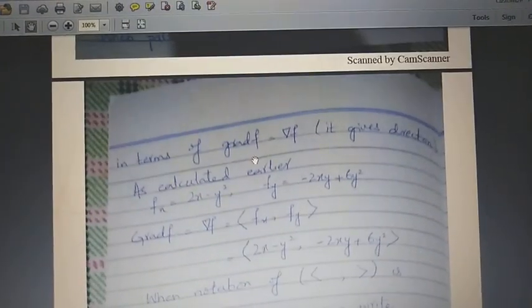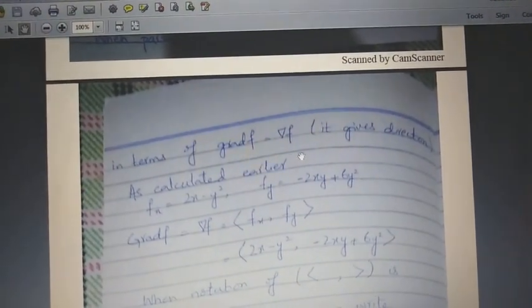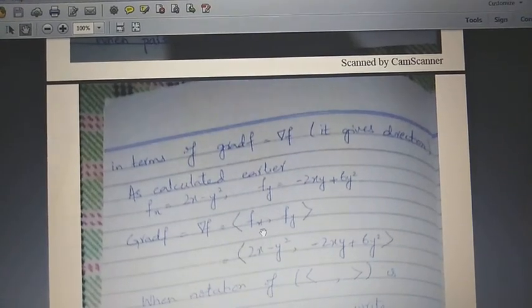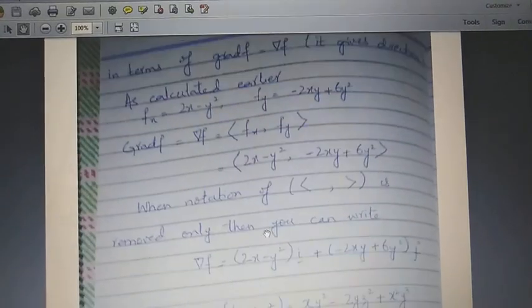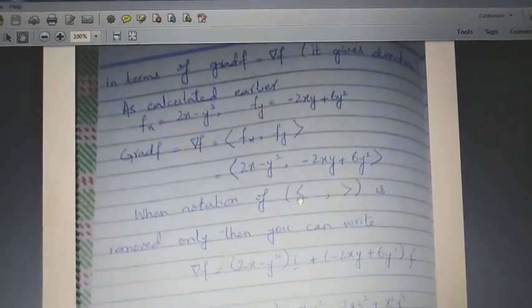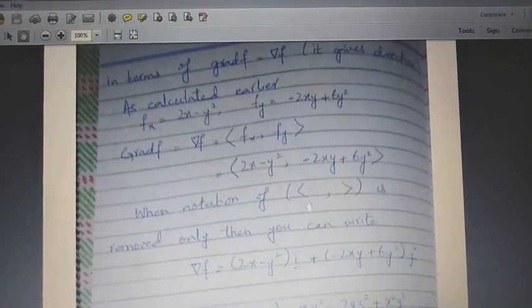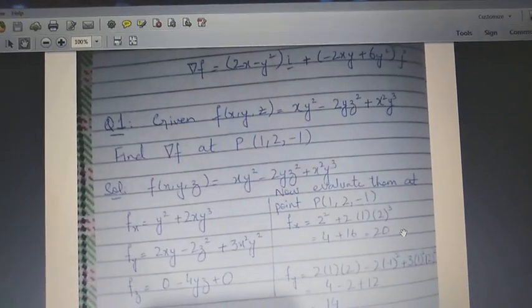So how can you write the partial derivatives in a manner that they give you the direction as well? And the answer is gradient of f. Gradient of f is equal to del f. Del f is written in this form, the notation of brackets with partial derivatives separated with a comma. When you are using this notation, you do not write the vectors i and j, but when this notation is not used for the gradient of f in the mathematical form, then you can write the vectors i and j with it.